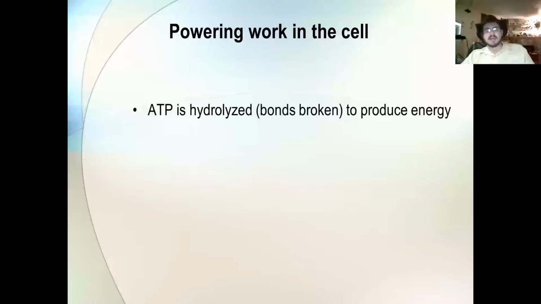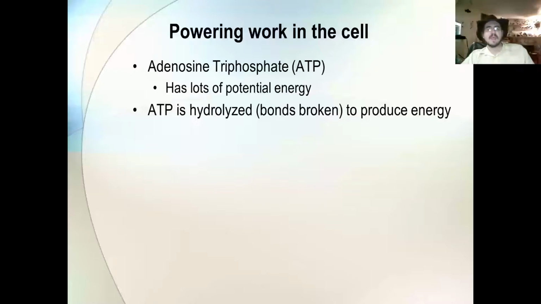Powering work in the cell. ATP is hydrolyzed, which means the bond in between the phosphate and another phosphate is broken. Hydrolyzing a bond in ATP produces energy. So, ATP, for those of you who forgot, is adenosine triphosphate. And it has lots of potential energy. Now, I already mentioned why, because of those 3 negatively charged phosphate groups trying to repel one another, held together by the relatively weak phosphate bonds. That's a very unstable chemical, and so it has lots of potential energy.